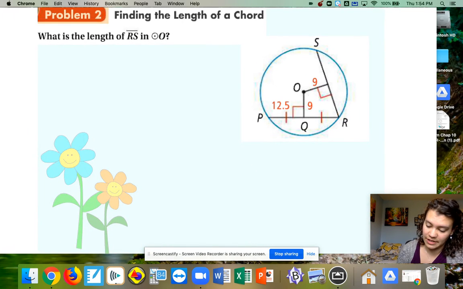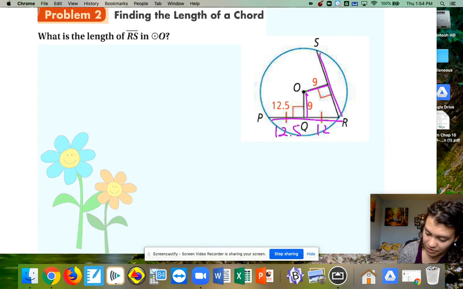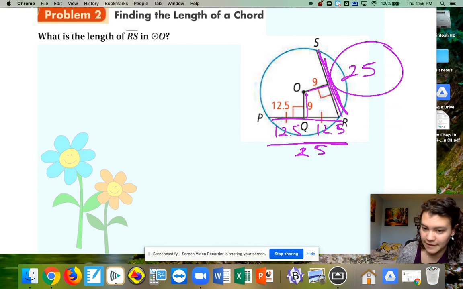So how can we use that? Here this is 9 and this is 9. So since they're the same length, that means this and this have to be the same. So this is 12.5 and 12.5 for a total distance of 25 when you add them together. This also has to be 25, and that's your answer.